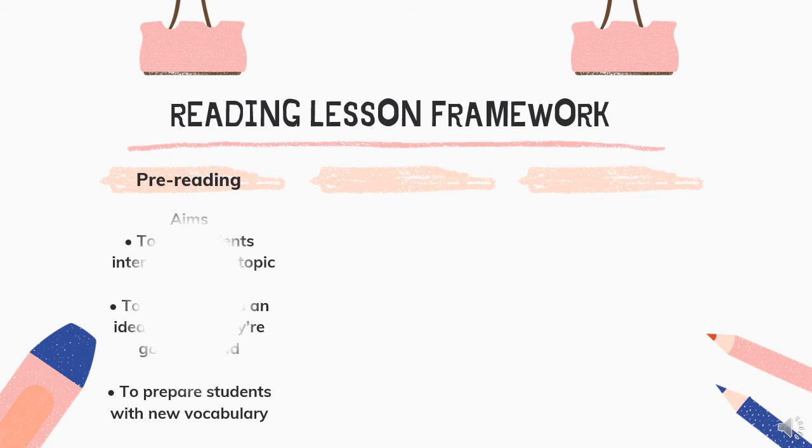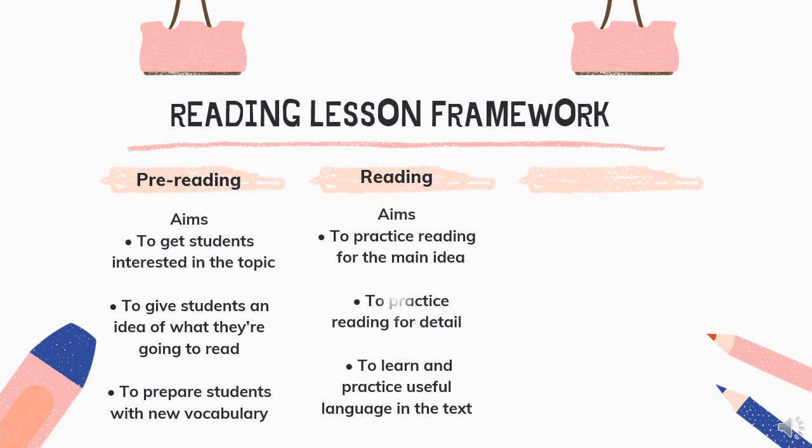In the pre-reading stage, its aims are to get students interested in the topic, to give students an idea of what they're going to read, and to prepare students with new vocabulary. In the reading stage, its aims are to practice reading for the main idea, to practice reading for detail, and to learn and practice useful language in the text. Lastly, in the post-reading stage, its aim is to practice responding to the text.